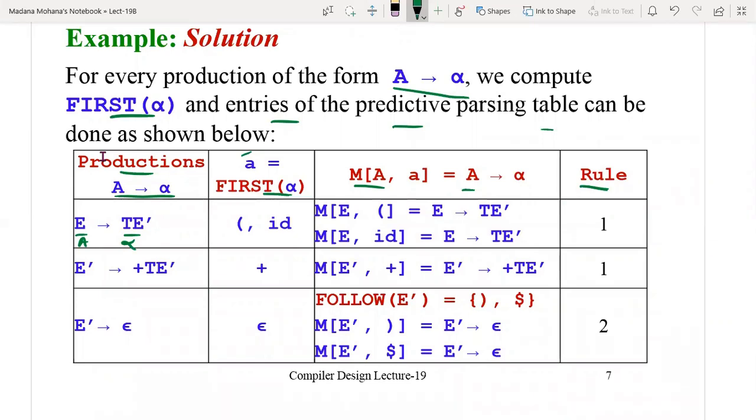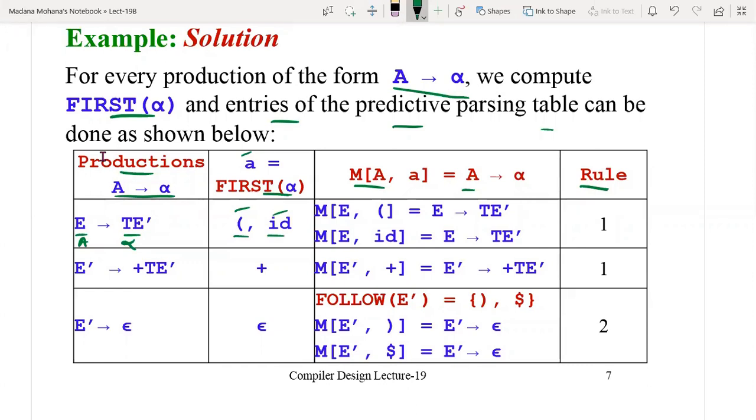First of T dash is nothing but you can find out first of T. So first of T means again T is substituted with F. So then that is first of F. Therefore first of F equal to, in the previous table, left parenthesis, ID. We already demonstrated how to construct the first value. In similar fashion, finally here first of T equal to first of F. So that is equal to left parenthesis comma ID. Now these are all the A values.